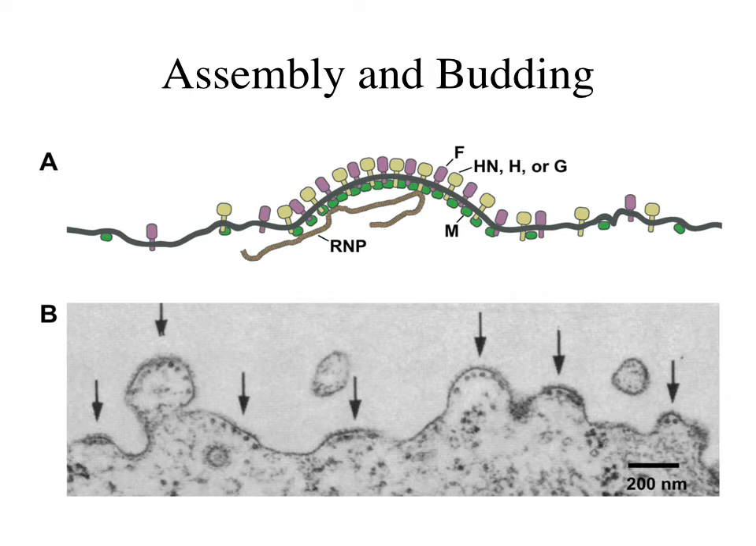Okay, then we have assembly and budding. So the glycoproteins are inserted into the plasma membrane. The RNP will bind with the M protein. Remember, we said the M protein tends to organize the virion. So you have F and HN spanning the envelope, and then M will bind with the cytoplasmic domain of the two envelope proteins, and then the RNP will bind with M, and eventually you get budding of the virus.